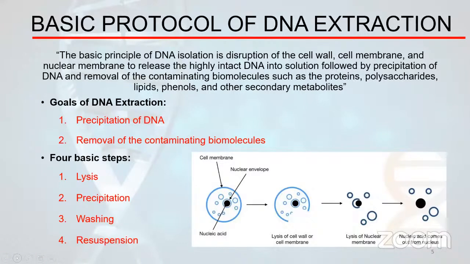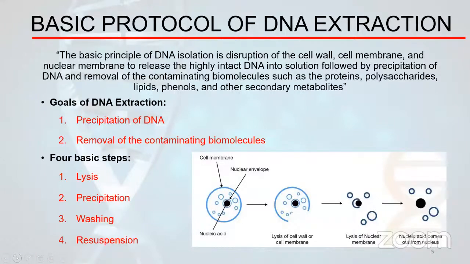All right. So the first one is lysis, which means the breakdown of the cell barrier so that the cell content is now brought into the medium. And then the precipitation. Precipitation means the molecules which are not DNA are precipitated and eliminated from that lysate so that the DNA can be obtained in a pure manner.